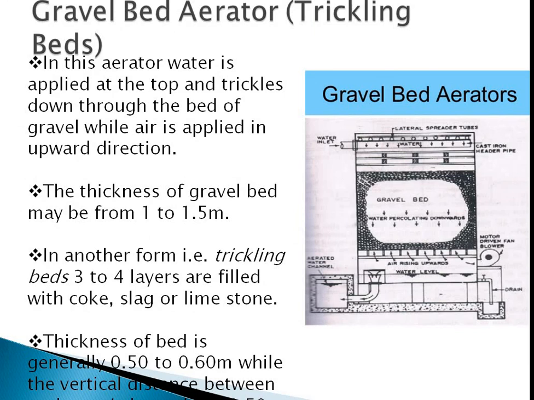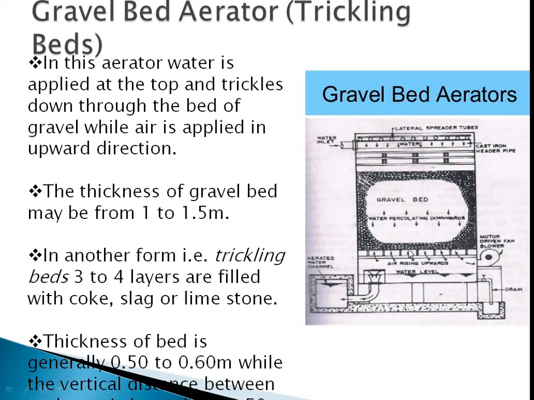Now similarly, the gravel bed aerator also works. Here also we will first see the construction of the gravel bed aerator. You can see from the top that the water inlet pipe is attached to it. This is the cast iron pipe, and over this various laterals are attached, that is the distributor pipe.